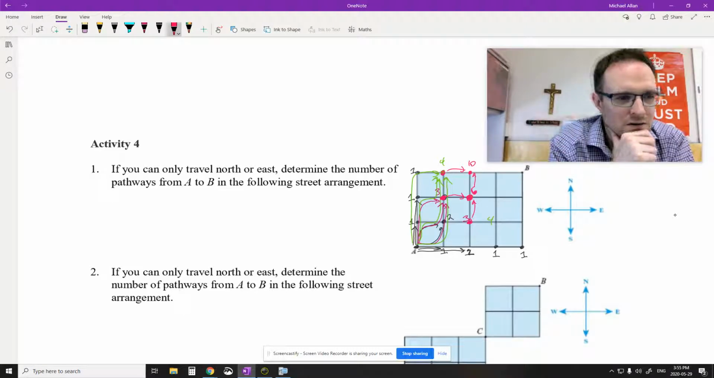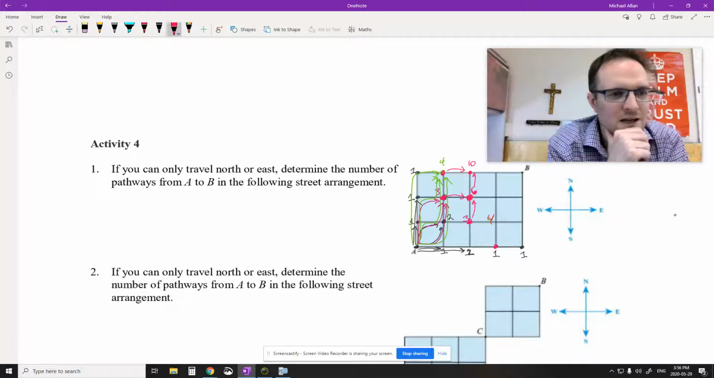You can see that 4 was a 4 because it was 1 plus 3. This over here would be a 5 because that's 1 plus 4. To get this point here, this is going to be a 10. This is going to be a 15. This is going to be 20. My last one here is going to be 35.